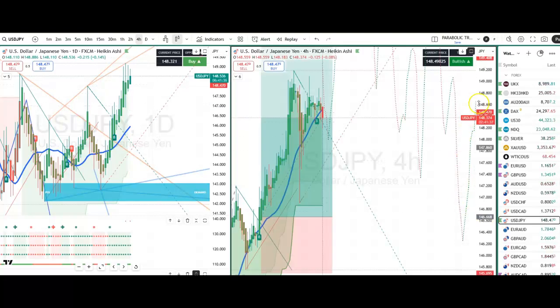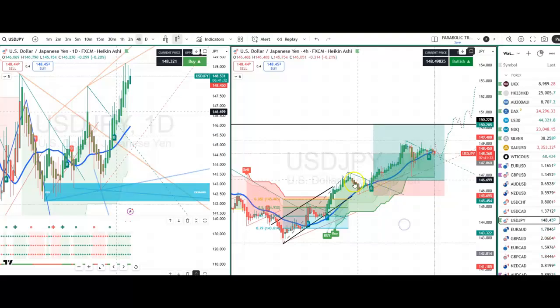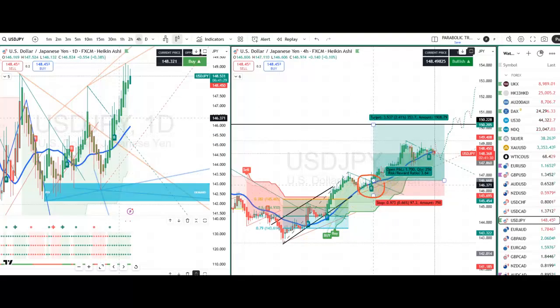US yen heading high. Just look out for these breaks on the Advanced Pro charts. Look out for these breaks. They're opportunities to get in. And then heading for 150.